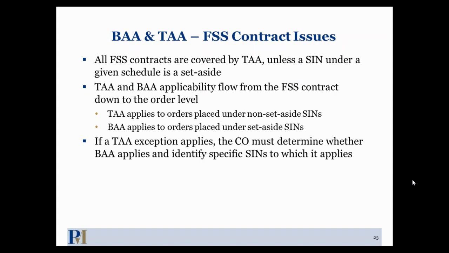So most schedule contracts are not considered to be set asides, because I'm not familiar with more than maybe one or two schedules that you have to be a small business to get on them. You can get a small business designation on your schedule contract if you are a small business, but you don't have to be. Generally speaking, schedule contracts are not set aside. But you could have a SIN on a contract that is set aside, and if that's the case, the BAA would apply to those orders. Otherwise, the TAA applies, generally speaking, to schedule contracts.